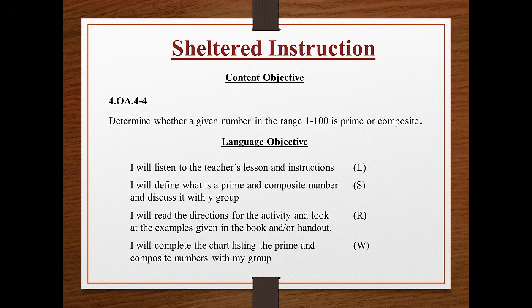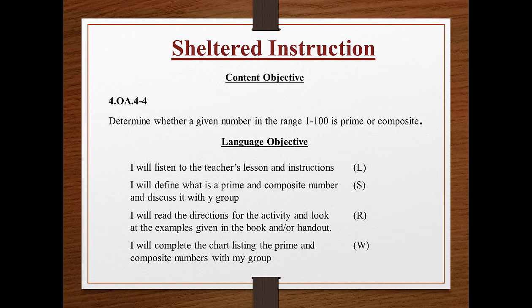The next step is to develop language objectives for the content objectives. So the children will be able to decide whether a number between 1 and 100 is prime or composite. But how are they going to do that? So this is where the language objectives come in. So you break it down, remembering that there are 4 components or 4 domains to language.